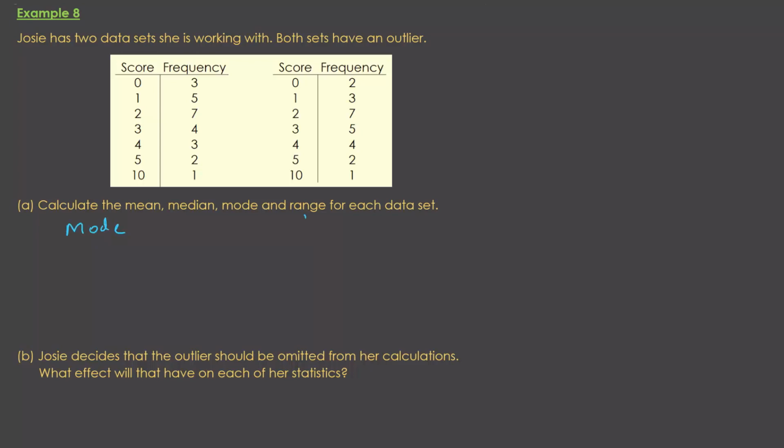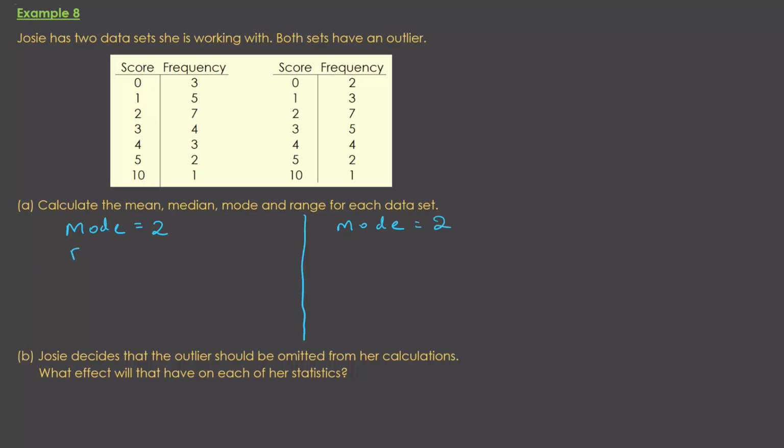I'm going to put a line down the middle. So the mode for this data set here is going to be the value with the highest frequency. The highest frequency is 7, and therefore the mode score is 2. Over here, again the highest frequency is 7, and so the mode is 2.